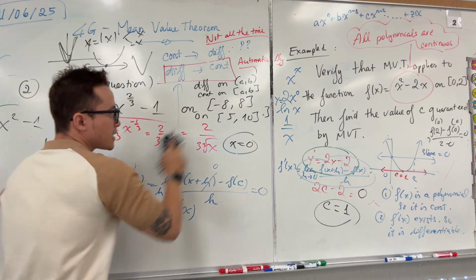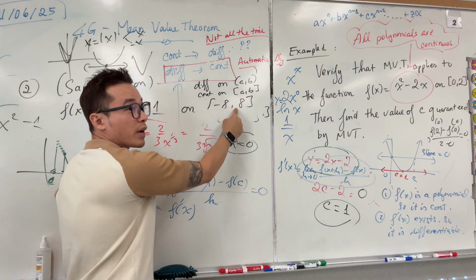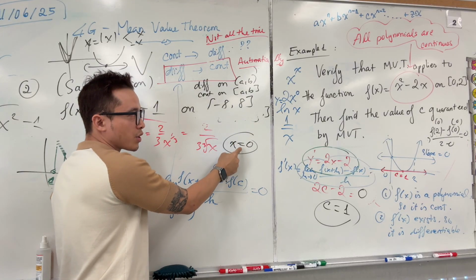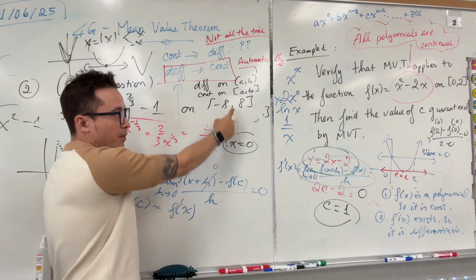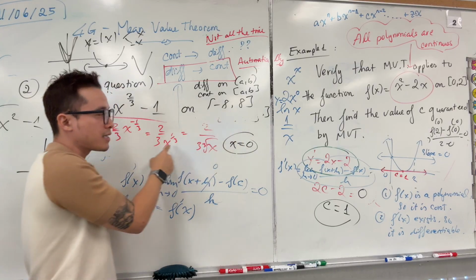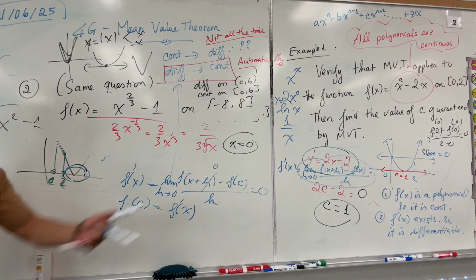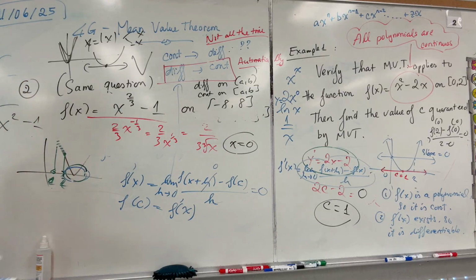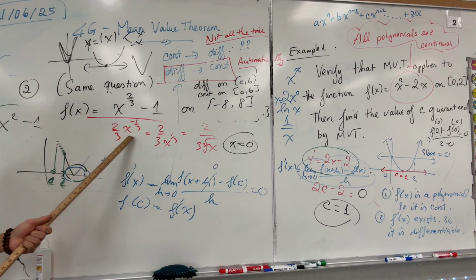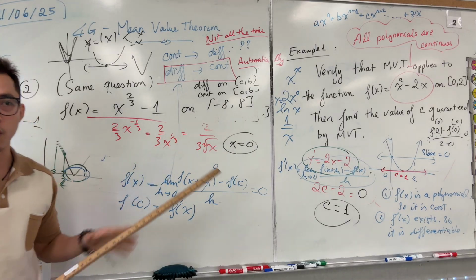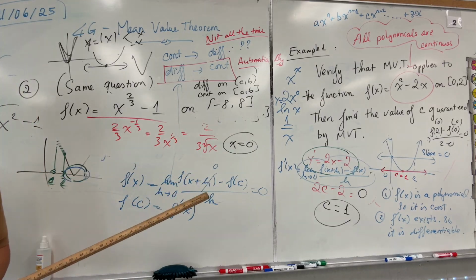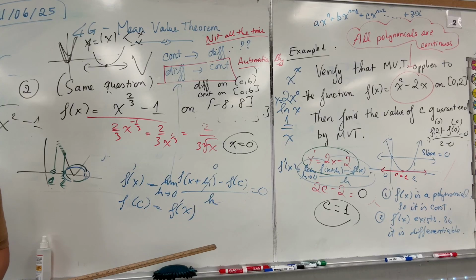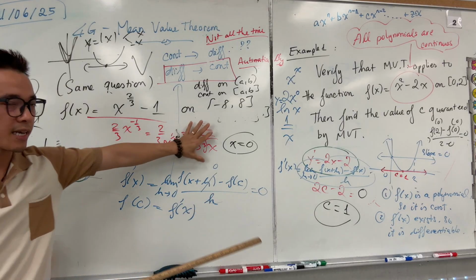But this time they're asking you from -8 to 8. So when x equal to 0, does it matter? Yes, because 0 is between them. Then is this function differentiable on -8 and 8? No. So can we use the MVT? No. So you can say this function is not differentiable on -8 and 8, therefore the MVT cannot apply. The MVT is not applicable. Make sense? Then you don't need to find c because it's not applicable.